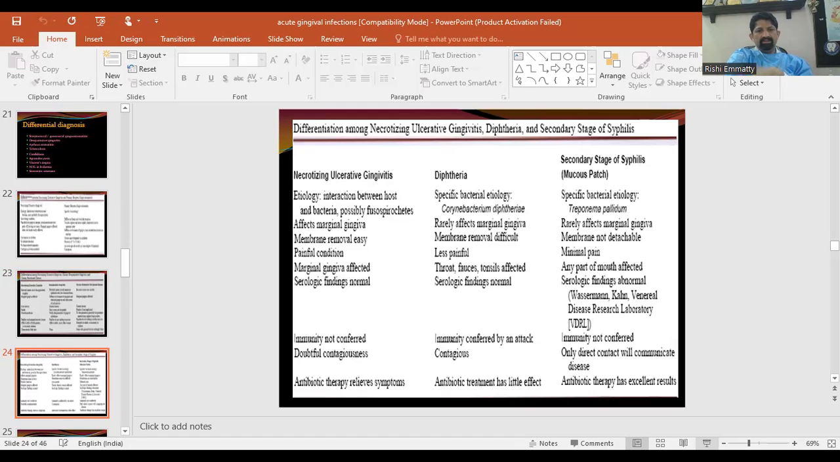For differential diagnosis, the etiology is an interaction between host and bacteria, as we told earlier. In NUG the marginal gingiva is affected, and the membrane, the slough, can be removed easily. Serological findings are normal, immunity is not conferred, and it is not contagious. Antibiotic therapy relieves only the symptoms. Diphtheria rarely affects the marginal gingiva and is less painful, but it is caused by Corynebacterium diphtheriae, and syphilis is caused by Treponema pallidum. So the bacteria are entirely different.